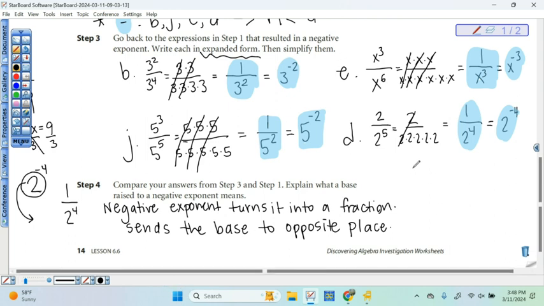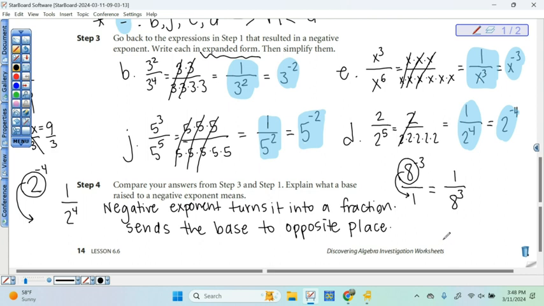Let me show you another one. So if I have 8 to the negative third power, that's like 8 to the negative third over 1. That negative 3 as an exponent takes the base and sends it to the opposite place. So my 8 moves to the denominator. Exponent stays the same, just changes signs. And then I have like a 1 on top.